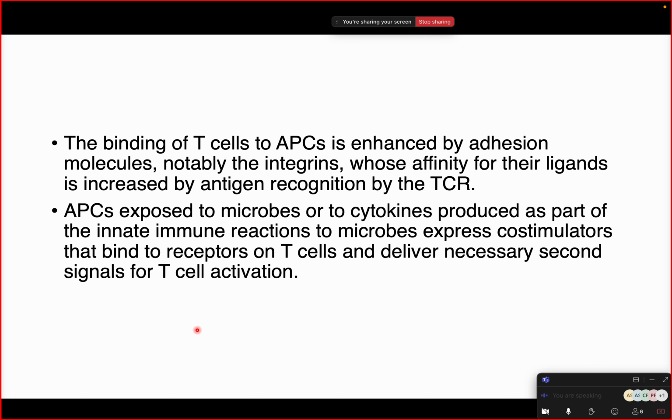The binding of T cells to APCs is enhanced by adhesion molecules, notably the integrins, whose affinity for their ligands is increased by antigen recognition by the TCR. APCs exposed to microbes or to cytokines produced as part of the innate immune reaction to microbes express co-stimulators that bind to receptors on T cells and deliver necessary second signals for T cell activation.